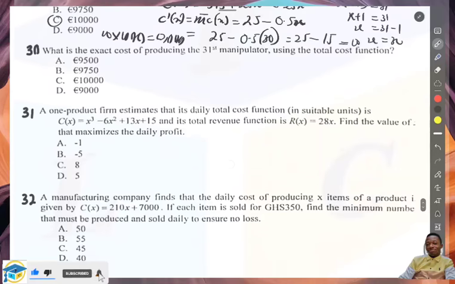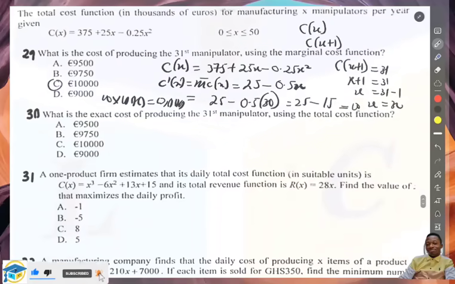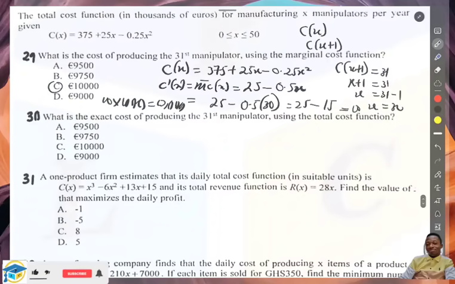Then question 30. What is the exact cost of producing the 31st manipulator using the total cost function? They say follow the same preamble. If you are producing the 31st manipulator using the exact total cost function, then we are not going to differentiate. We're going to use the same function that was given in the question, and we do that by comparing the 31st manipulator, x plus 1, to the original level of production, the cost of x.